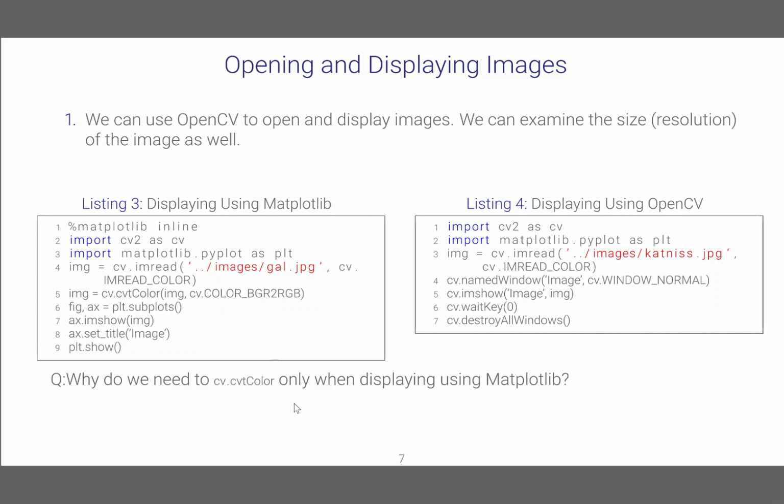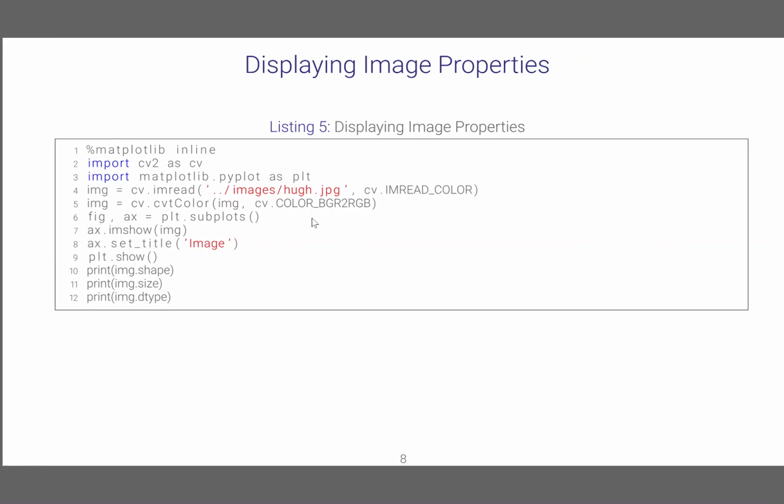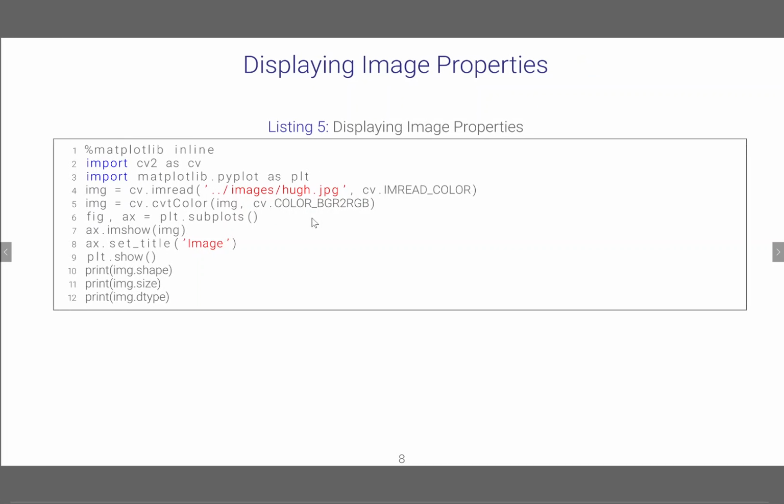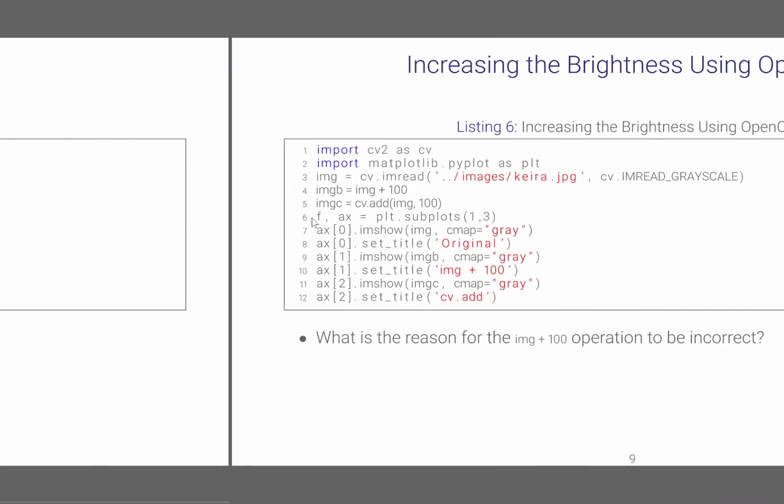You already saw how to display the images using Matplotlib and OpenCV. So when you're displaying using Matplotlib, we need to do this convert color operation. Otherwise, the images will not look with the right colors. And this is the way of displaying using OpenCV's high GUI. Remember to do destroy all windows. Then display image properties, we looked at that code.